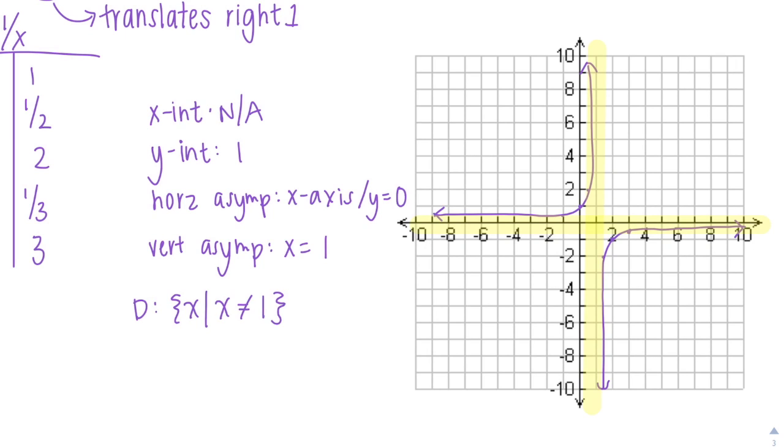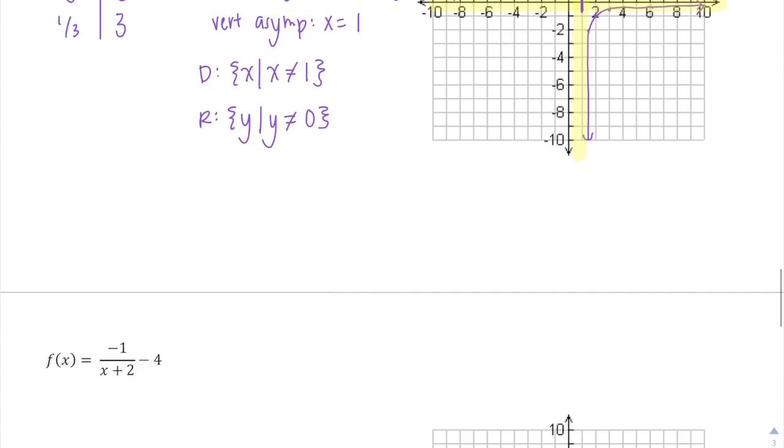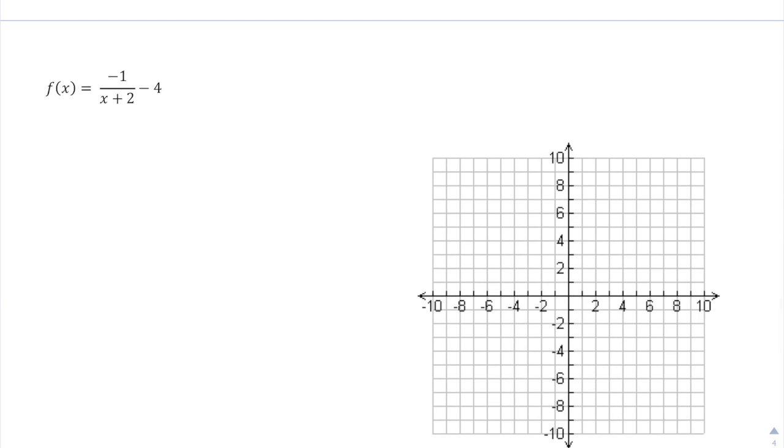Because I slid it over, so I can't have a point right there. So that's my asymptote. My range, y can be anything but 0. And that's how you graph these functions. I like to start with a vertical stretch or compression and then just slide it to wherever it needs to go. So taking a look at this one, the -1 tells me it's going to be in quadrants 2 and 4.